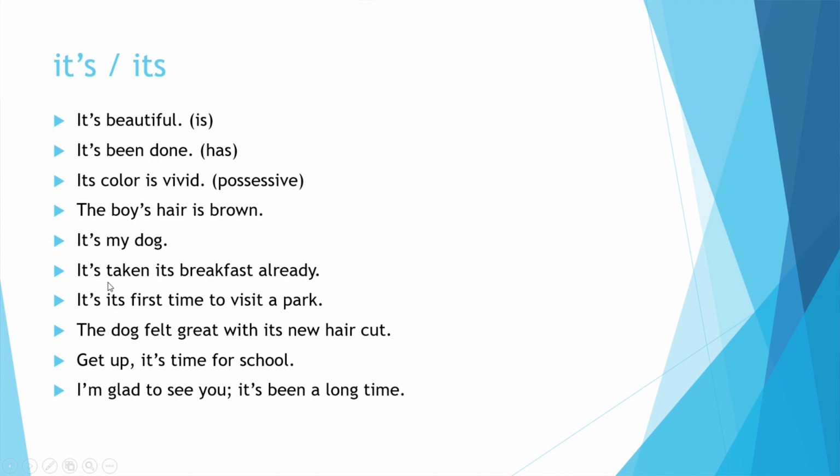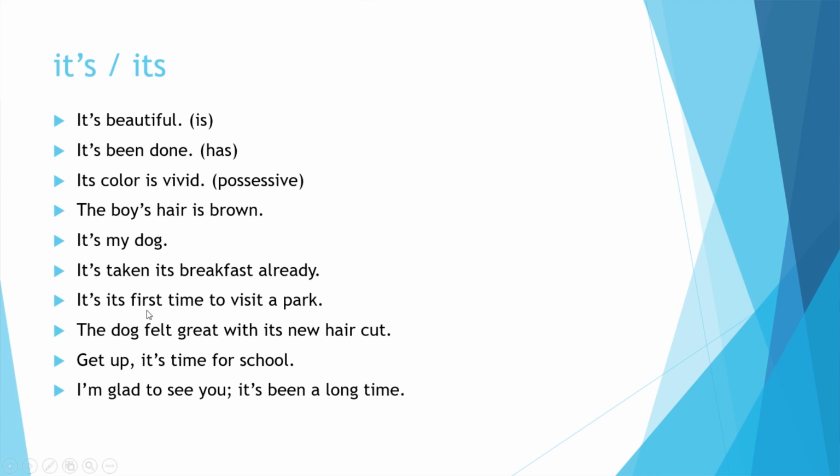And here, it's taken its breakfast already. Now look at this. It's means here it has, because here we have past participle form of verb. It has taken its breakfast. That means the dog's breakfast. So this one means has, and this one indicates possessiveness. So it's taken its breakfast already. It means it has taken its, means dog's breakfast already.